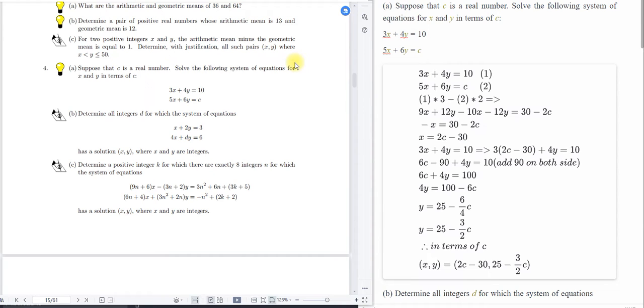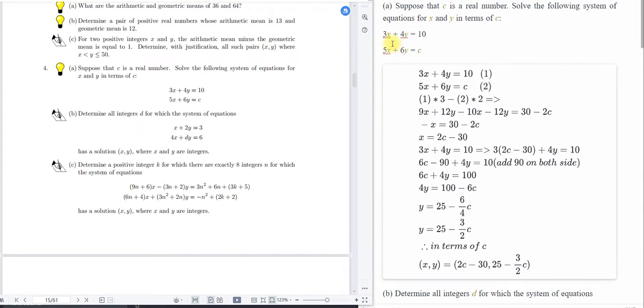In today's video, we will talk about question 4. Question 4 is about the system of equations. It's very important. Suppose that c is a real number. Solve the following system of equations for x and y in terms of c.